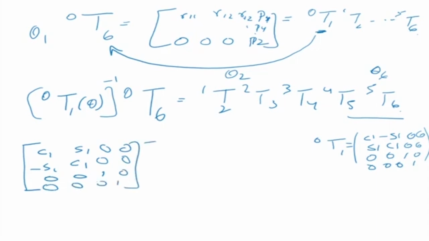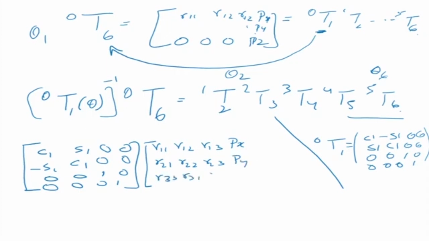And here we have R11, R12, R13, Px; R21, R22, R23, Py; and R31, R32, R33 and Pz. This is 0, 0, 0, 1. Let's call this equation number 3.